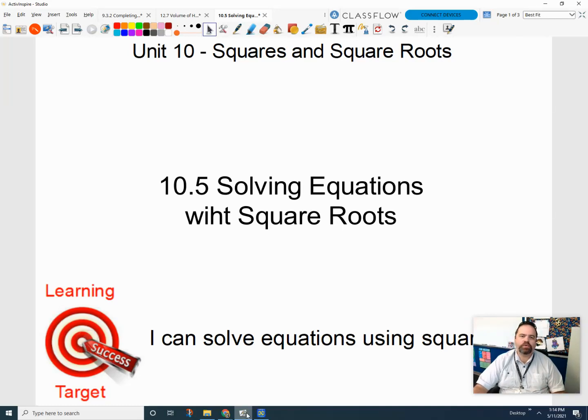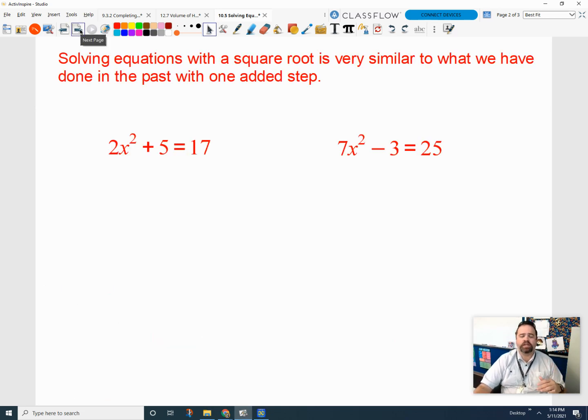So I'm going to show you guys how to incorporate square roots into solving equations. Basically, this is no different than stuff we were doing at the beginning of the school year, except it kind of pulls in what we've done the last week or so with square roots. Like I said, all the skills that you've used in solving an equation still come back into play here.